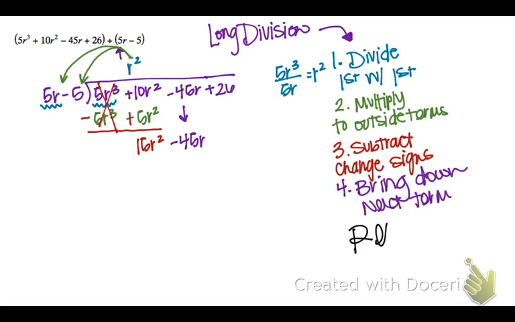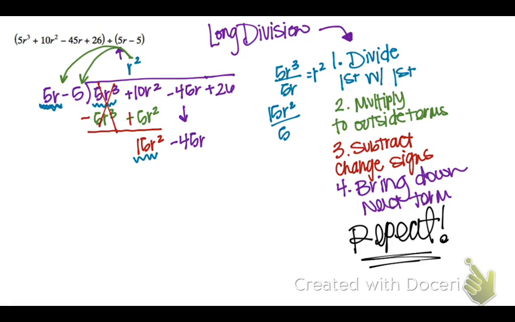So we just repeat the whole thing. This really is long division, you're just repeating yourself a bunch of times. So then we're going to go back up to this first step of dividing first with first. So we're going to take this 15r squared and divide it by 5r. 15 divided by 5 is 3, and then r squared divided by r is just r. So you get plus 3r. And then you multiply to the outside term. So it's going to multiply here, and it's going to multiply here. So 3r times 5r is 15r squared. 3r times negative 5 is negative 15r.